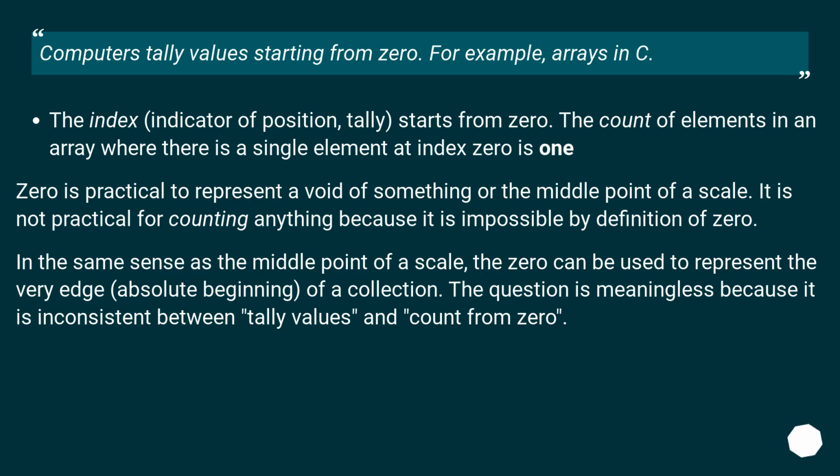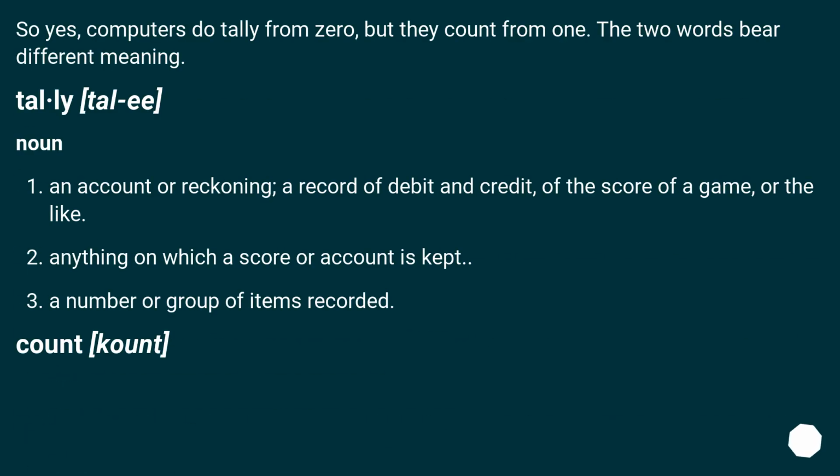0 is practical to represent a void of something or the middle point of a scale. It is not practical for counting anything because it is impossible by definition of 0. In the same sense as the middle point of a scale, the 0 can be used to represent the very edge, absolute beginning, of a collection. The question is meaningless because it is inconsistent between tally values and count from 0. So yes, computers do tally from 0, but they count from 1.